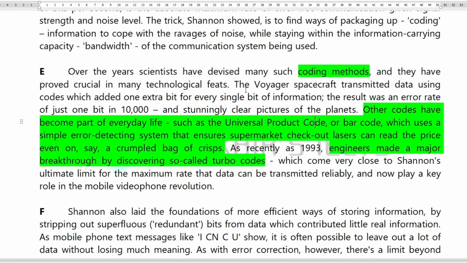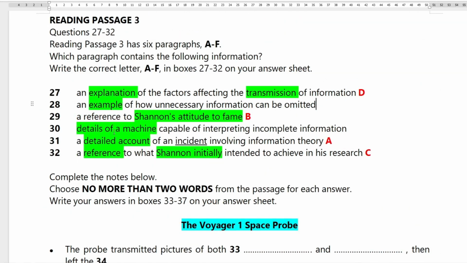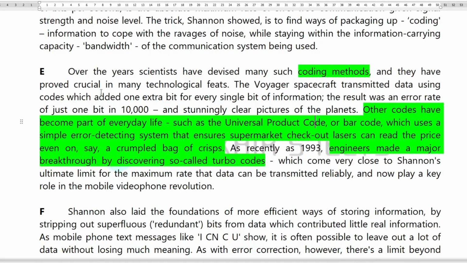The Voyager spacecraft transmitted data using codes which added one extra bit for every single bit of information. The result was an error rate of just one bit in 10,000, and stunningly clear pictures. Engineers made a major breakthrough. Over the years, scientists have devised many such coding methods, and they have proved crucial in many technological fields.